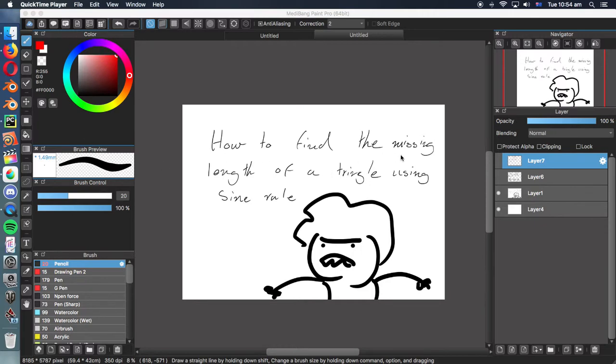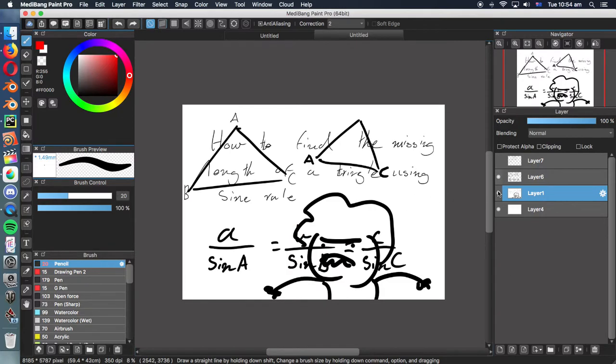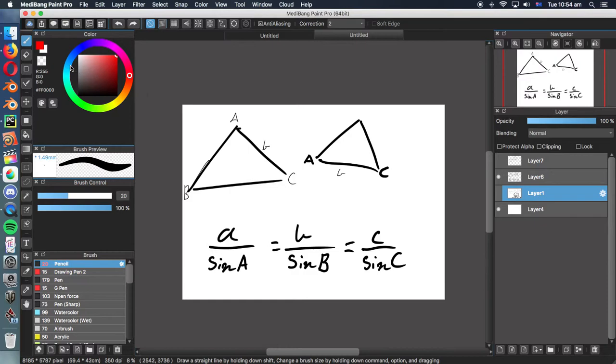Today I would like to show you how to find missing lengths using the sine rule. Cool. So I have here a little character named Uncle Liam, who will help us out through this short little course. So we have some fundamentals here, the notations of a triangle and the formula.